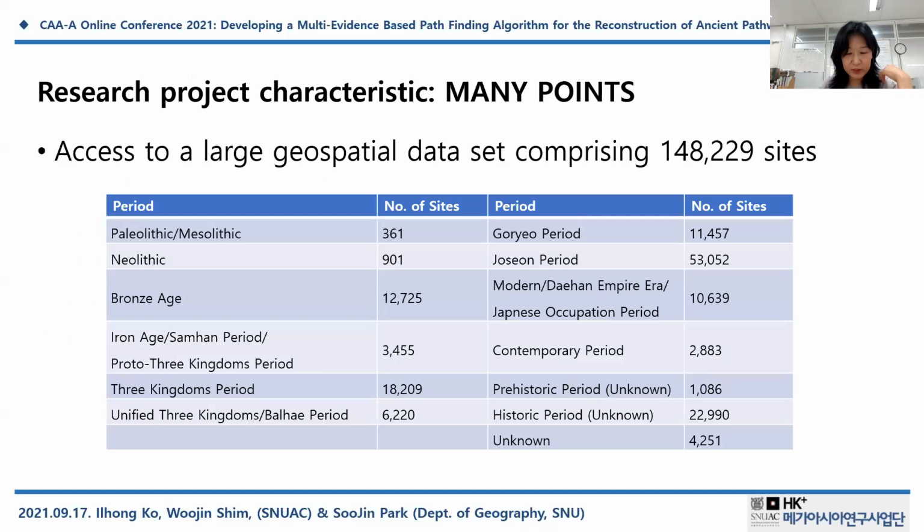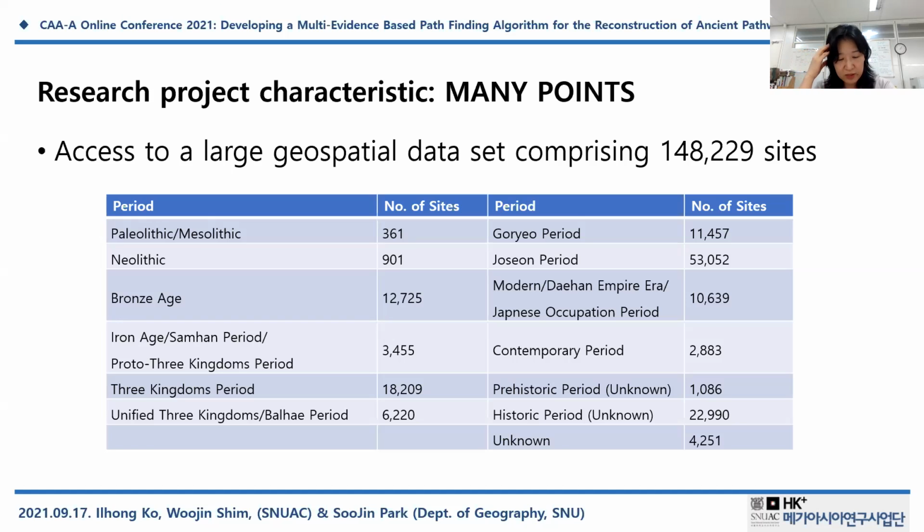So, of course, there have been many studies which have been undertaken on the computer modeling of ancient pathways. But what sets our research apart is the fact that we have been very fortunate enough to have access to a massive data set comprising the geospatial data of 148,000 or so excavated sites in South Korea. Which was obtained from the Cultural Heritage Administration of South Korea whilst we were doing another project, but we have permission to use this data for other research purposes.